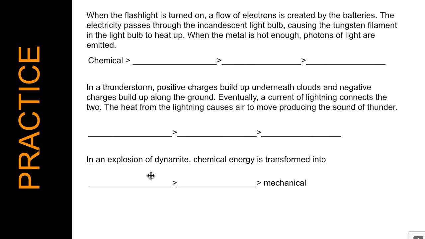All right, and then the last one, in an explosion of dynamite, chemical energy is transformed into thermal energy that's produced. We're going to have radiant energy potentially, so it's going to produce a light, and then also mechanical energy. That mechanical energy is going to produce sound.